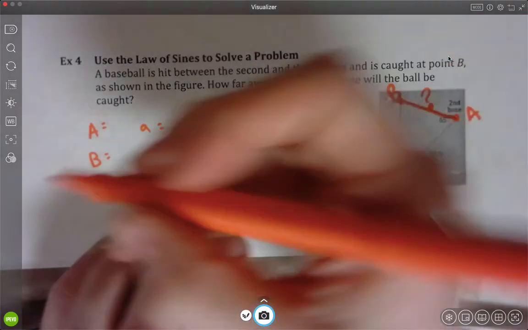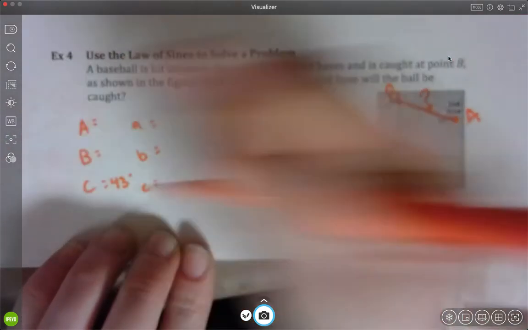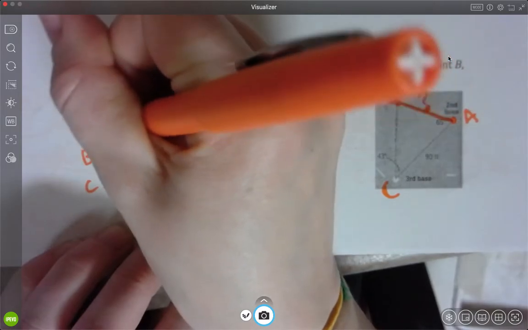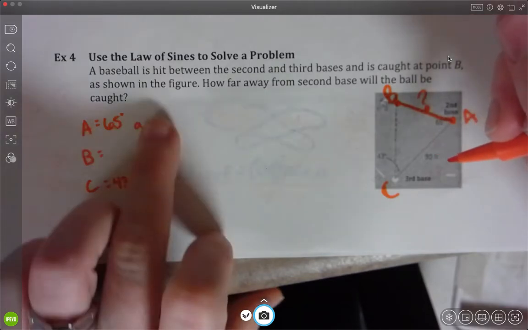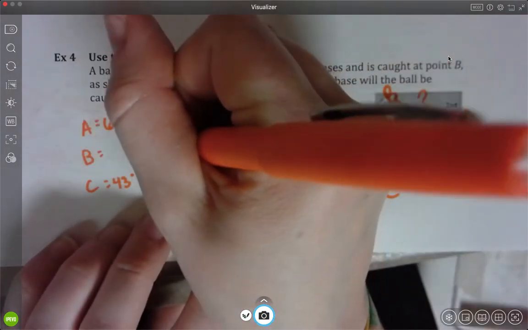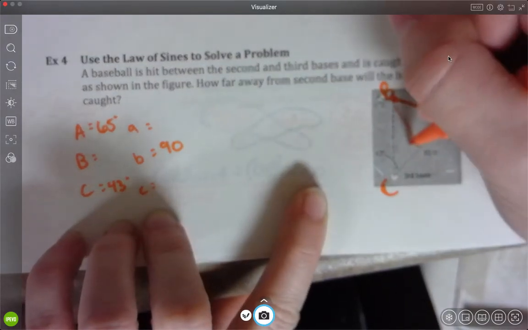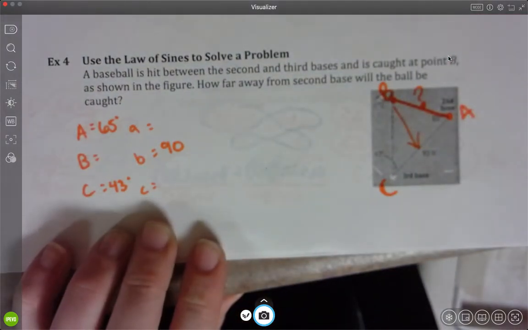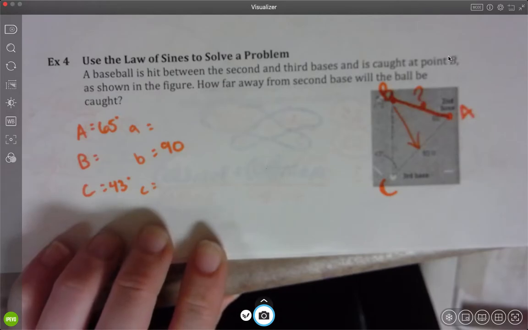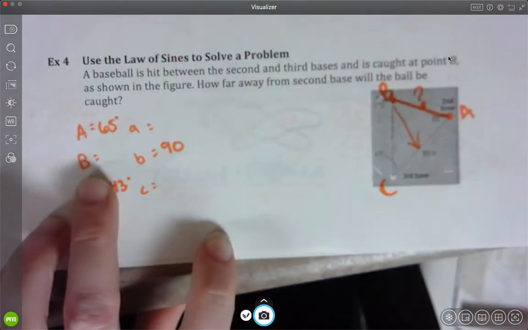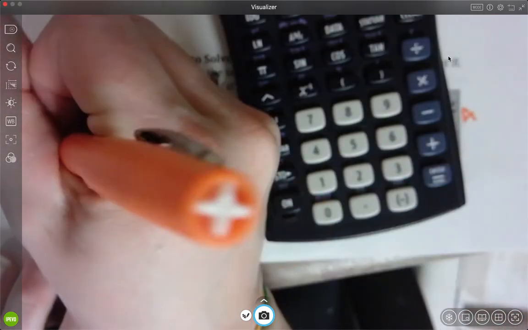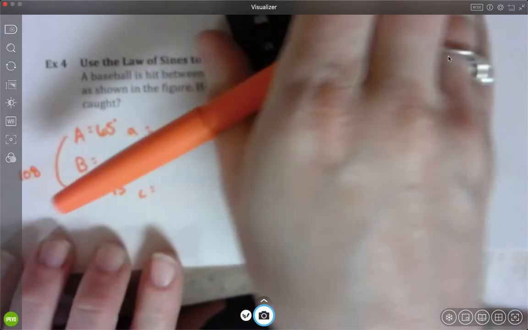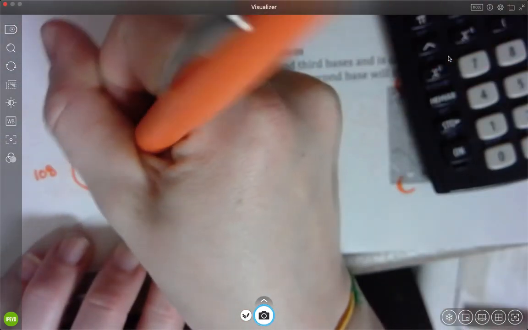So angle C is 43 degrees. Angle A is 65 degrees. And 90 is what we know. 90 is going to be a lowercase letter, A, B, or C. It is going to be B because he's opposite of side B, or angle B. So we can figure out what angle B is. If I do 65 and 43, and then subtract that from 180, 65 plus 43 is 108. If I subtract that from 180, see if you can do that in your head, that is 72.